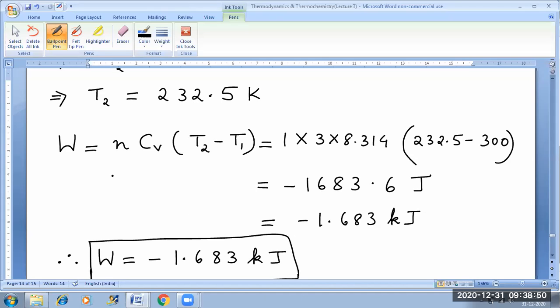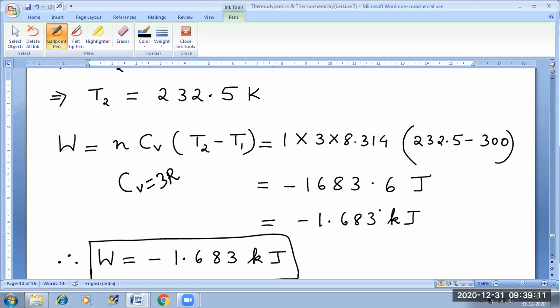n is the number of moles. It is given in the question that there is 1 mole of gas. Cv is 3R for a polyatomic gas. R is 8.314 joule per mole Kelvin because I have to use SI units. On putting those values, finally I'll get the value as minus 1683.6 joule.